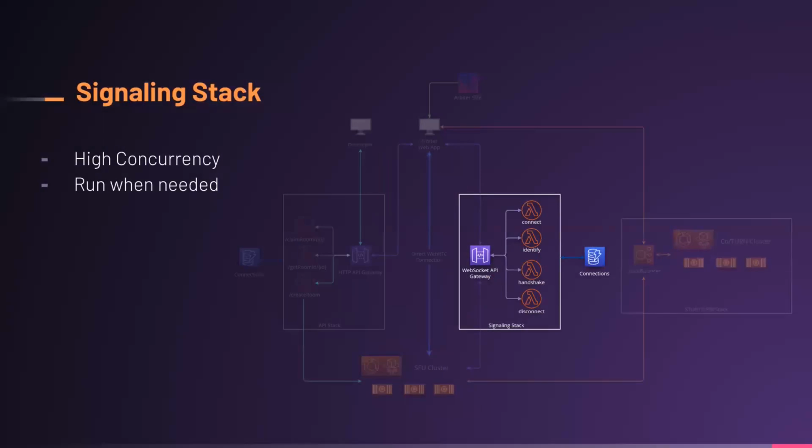With this architecture, we were able to meet our goals of scalability and cost efficiency, as Lambdas allow for a high level of concurrency and the Lambdas only run when needed. Now that we have a scalable cloud solution for the signaling process, we need to ensure that clients can connect regardless of network obstacles.